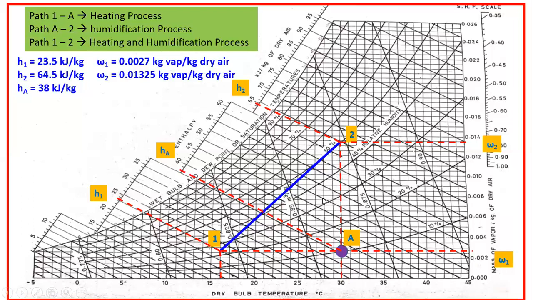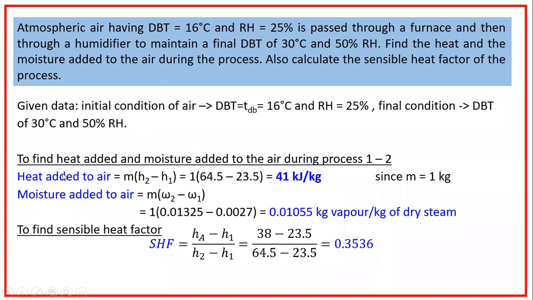Now based on this, we'll find what the question asks, that is the heat added to the air. Heat added will be equal to mass flow rate into H2 minus H1, final enthalpy minus initial enthalpy. It is given as H2 64.5, H1 23.5, and we obtain the heat added. Similarly, moisture added will be equal to m into omega 2 minus omega 1. So substitute, and we'll get the total moisture added. Since the mass is not given, it is taken as 1 kg.